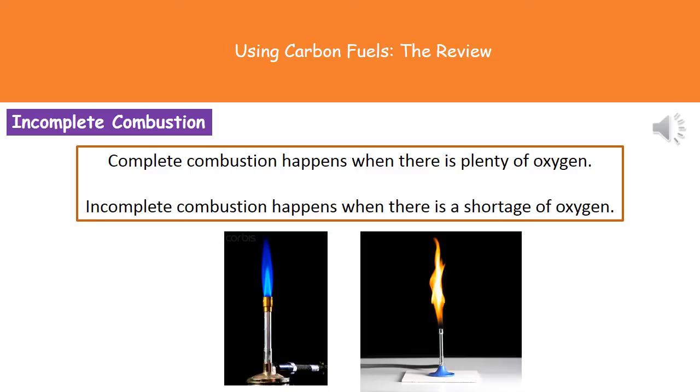Welcome to our review on using carbon fuels. So when we're considering combustion, there are two types. We can have complete combustion, which happens when there's plenty of oxygen available, and that's illustrated by the picture on the left hand side with the very blue Bunsen flame. Or we get incomplete combustion, and this is what happens when there's not enough oxygen, and that's what you can see on the right hand side in the picture of the Bunsen burner with that yellow flame.